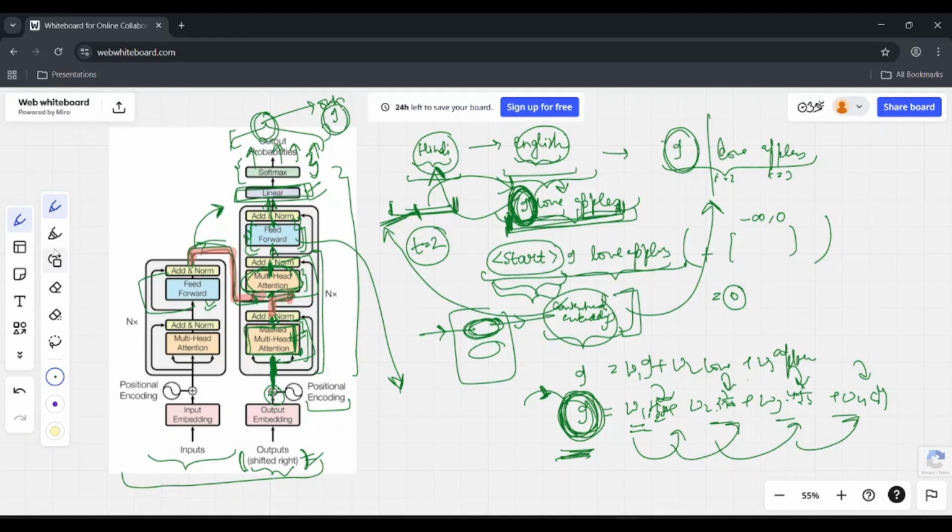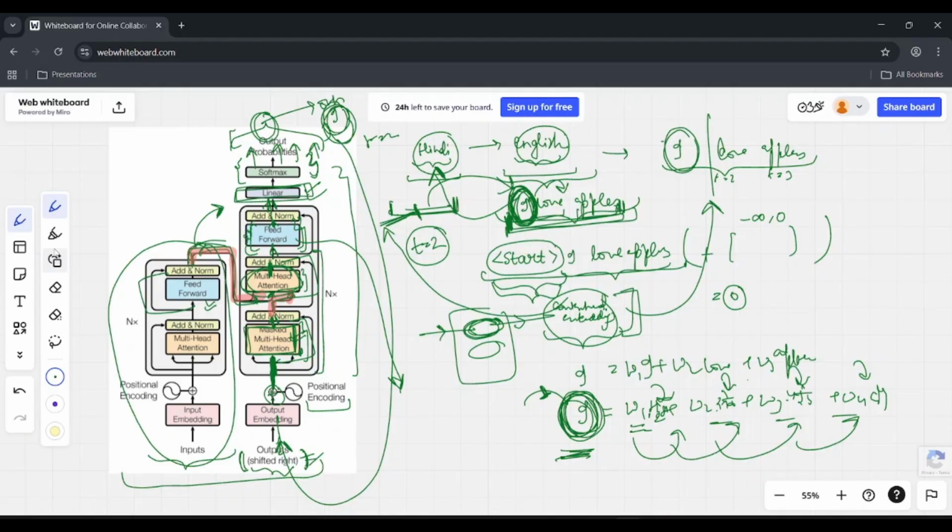Now, what will happen at the time of inference? At the time of inference, at the next time step t equals 2, this I will go inside our decoder block. At the time of inference, your encoder block remains the same. Whatever we discussed in the encoder video, everything remains the same. Entire processing happens the same way at the time of inference as well. By inference, I mean prediction, when we are testing our transformer model.